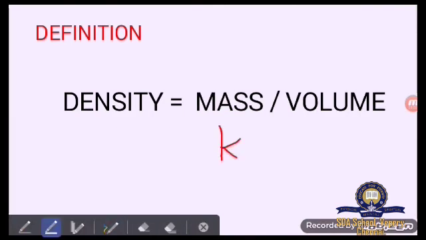The mass is kilogram. SI unit of mass is kilogram. So kilogram per SI unit of volume. What is it? It is meter cube. So the SI unit of density is kilogram per meter cube.